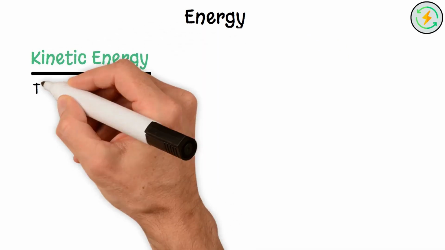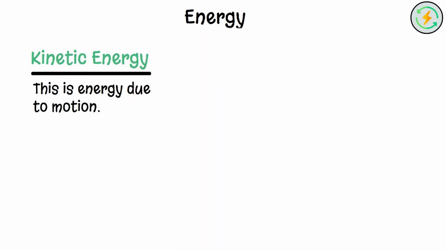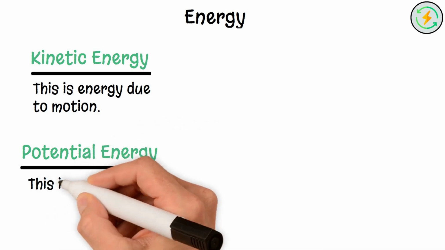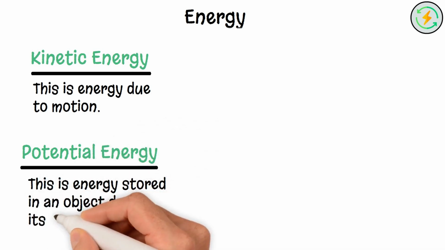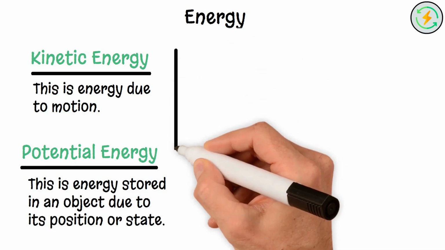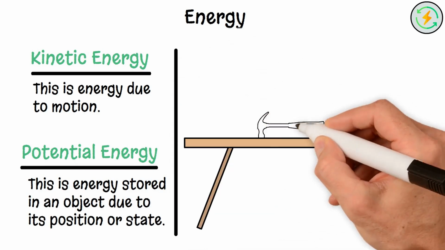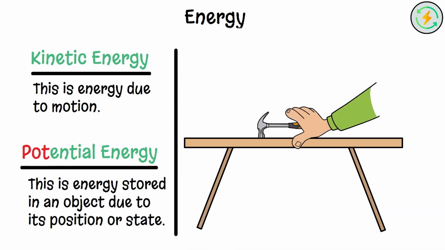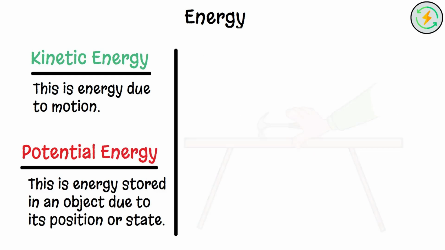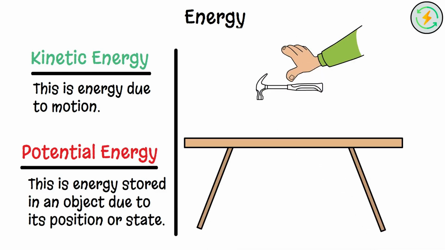Kinetic energy. This is energy due to motion. Potential energy. This is energy stored in an object due to its position or state. Imagine you have a hammer in your hand. When you lift the hammer, it gains potential energy. As you let it fall to hit the table, that potential energy converts into kinetic energy.